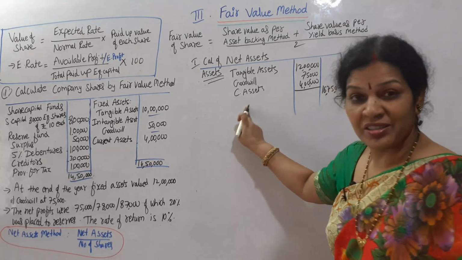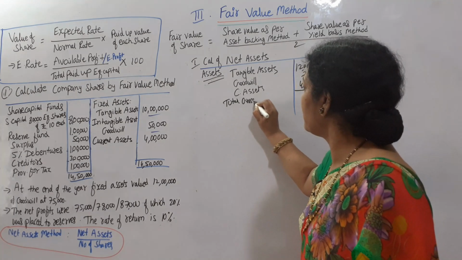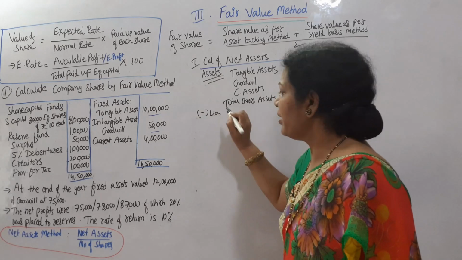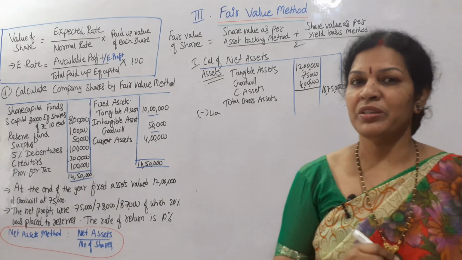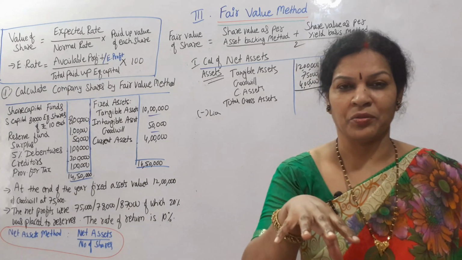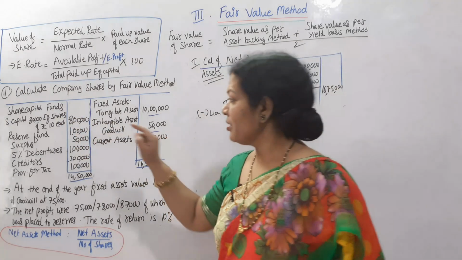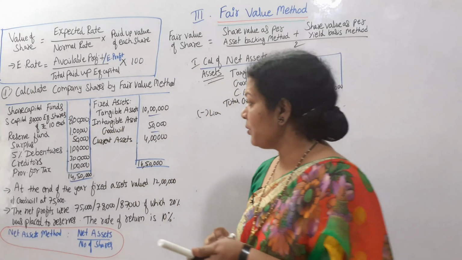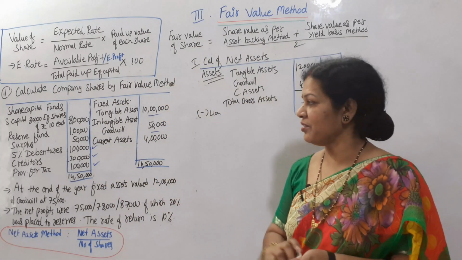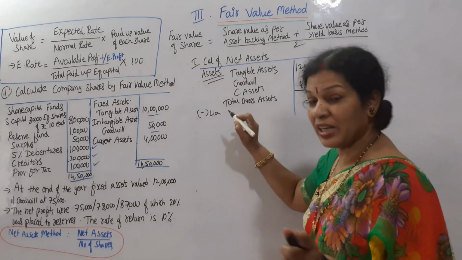This is gross assets, okay? Total gross assets. Minus liabilities. What kind of liabilities will we deduct? We never deduct equity shares, reserve, or surplus. These are all inside the organization only, not outside. So we will not touch share capital, reserve fund, or surplus. What we are going to take is debentures, creditors and provision for tax, a current liability. These three are outsiders' liabilities. So we are going to deduct only those liabilities.